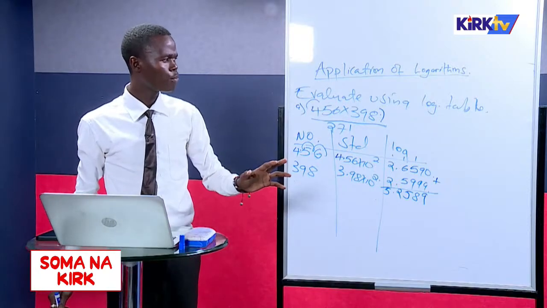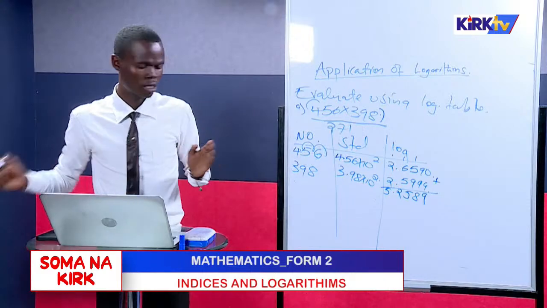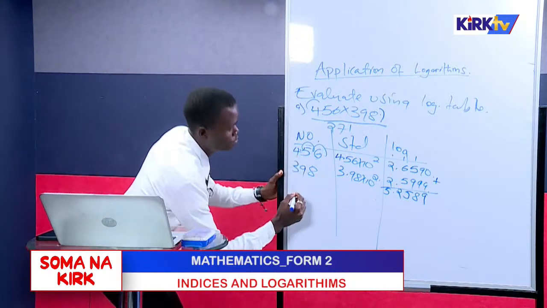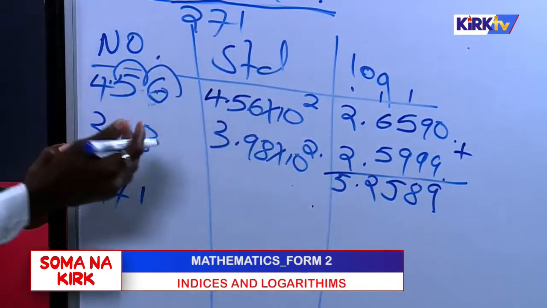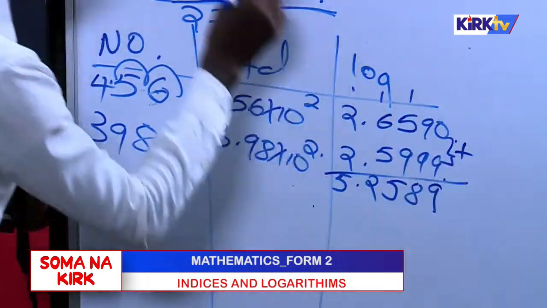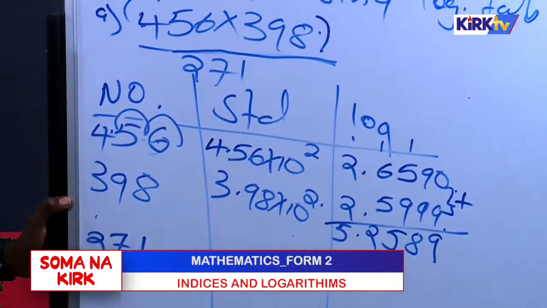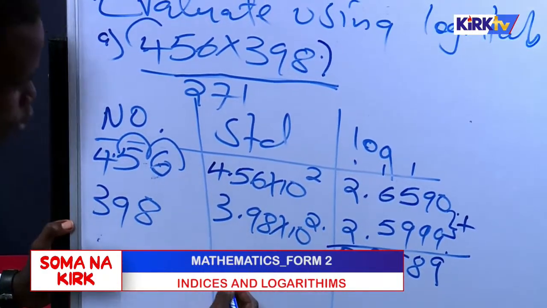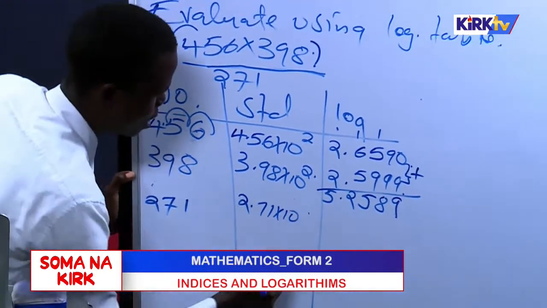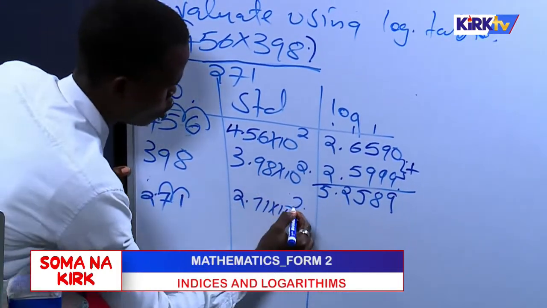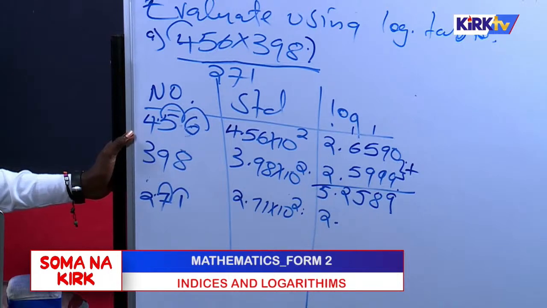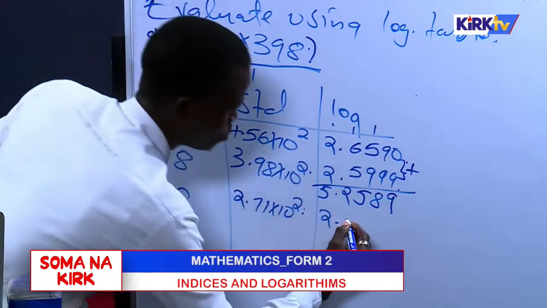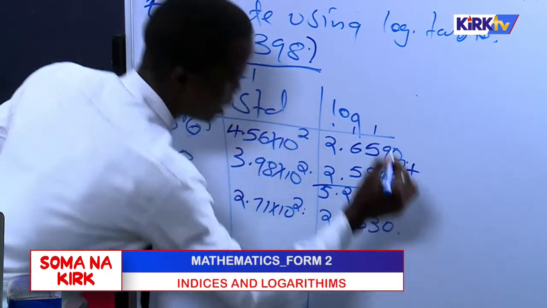We don't stop there. We move downwards now to the denominator, where we have 271. You will at least leave a space there for working. And remember, in the numerator, we added because of the sign. I will repeat that over and over: because of the sign. So our standard form will be 2.71 times 10 raised to power 2. We check the logarithm and the system just flows. It is 2.4330.